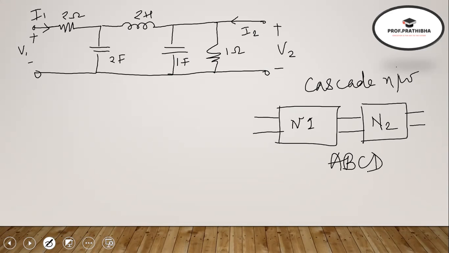So when I say determine the ABCD parameters for this interconnection, we are going for cascade. So cascade is like multiplication. The output of one network is getting into the input of the other network, and hence we have to find the ABCD parameters. So the question will be: find ABCD parameters for this interconnection. Our first job is to find where are the two networks, where should I cut it?